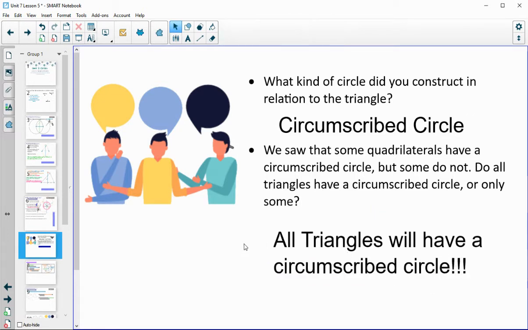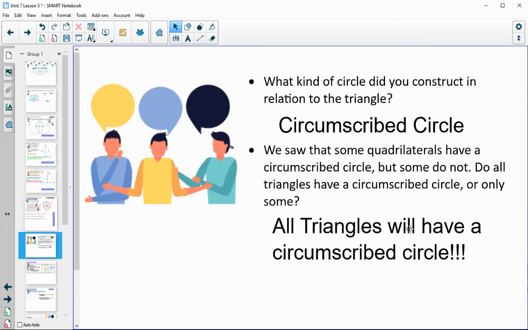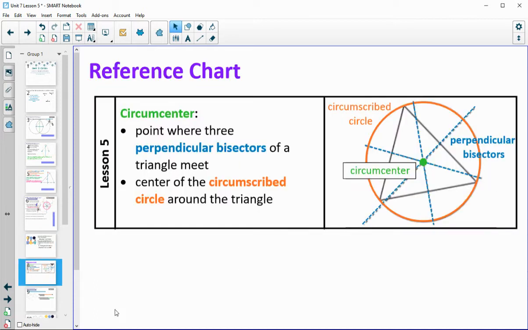We'll be able to do the perpendicular bisectors of all three sides, get that circumcenter, and be able to draw that circumscribed circle. So you can write this on your reference chart. The circumcenter, which is what we just constructed, is the point where all of the perpendicular bisectors meet. So we made all three perpendicular bisectors. That point that they meet at, that's the circumcenter.